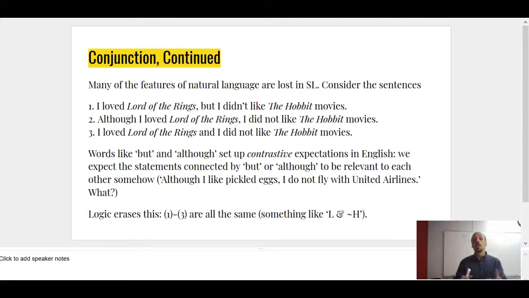I have another slide. Okay, let's talk about something before we move on to the next truth table. This is live. I'll cut it in post.